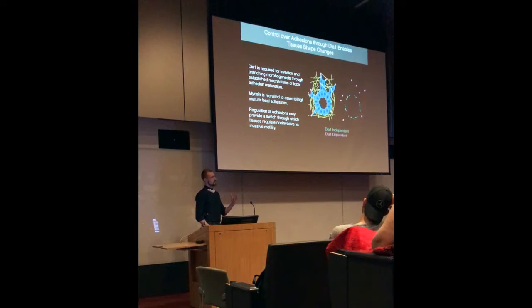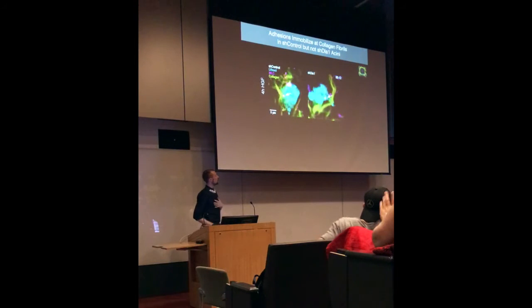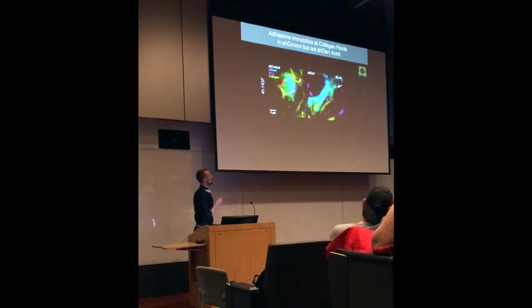But this actually leaves some unsatisfying contradictions. Namely, I showed you that there's a lot of rearrangement within the tissue, within these structures, at the same time that there's formation of stable adhesions to the collagen gel. And we can see hallmarks of that if you look at a single cell.